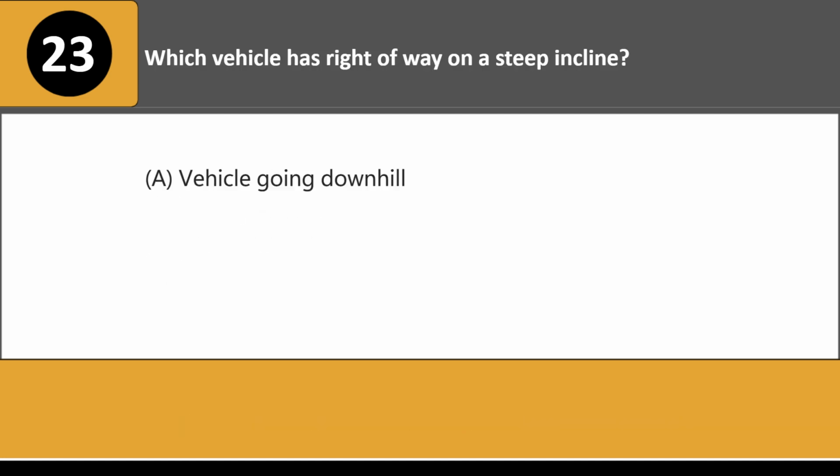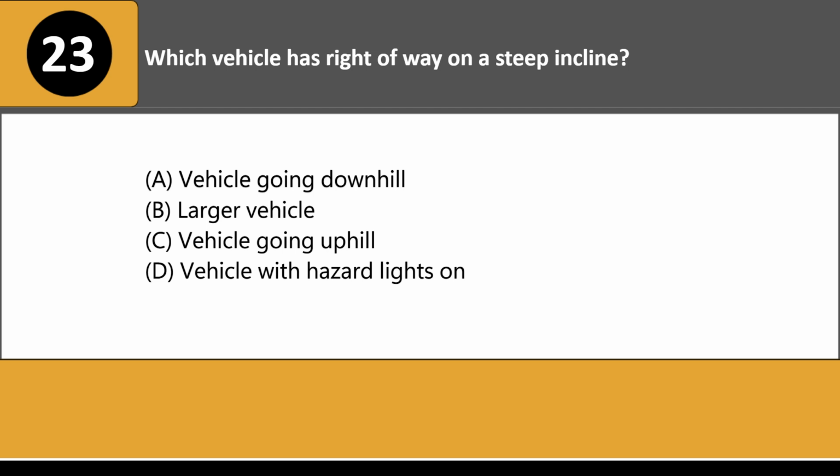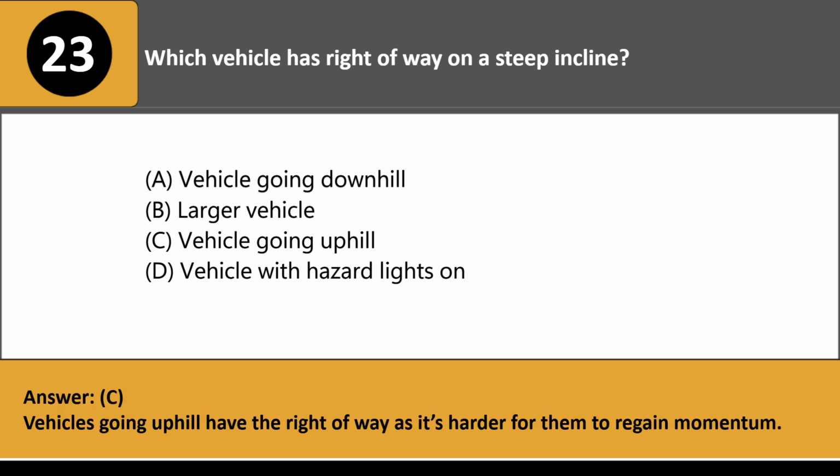Which vehicle has right of way on a steep incline? A. Vehicle going downhill. B. Larger vehicle. C. Vehicle going uphill. D. Vehicle with hazard lights on. Answer: C. Vehicles going uphill have the right of way as it's harder for them to regain momentum.